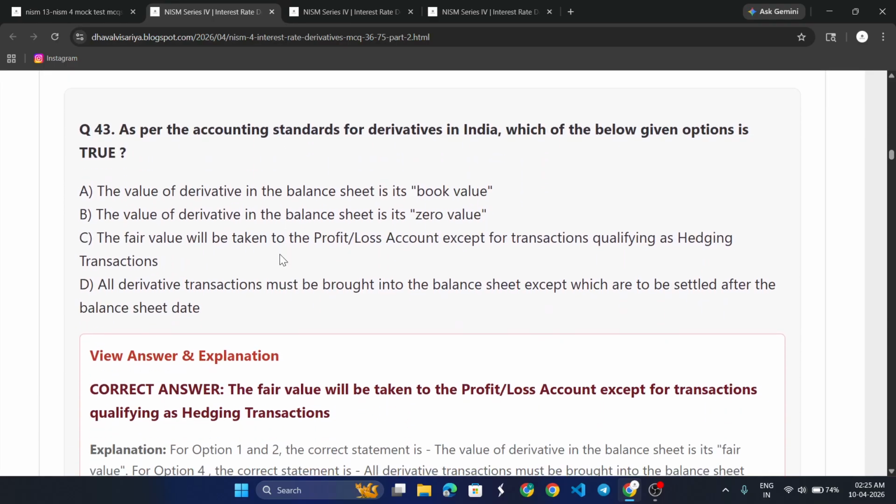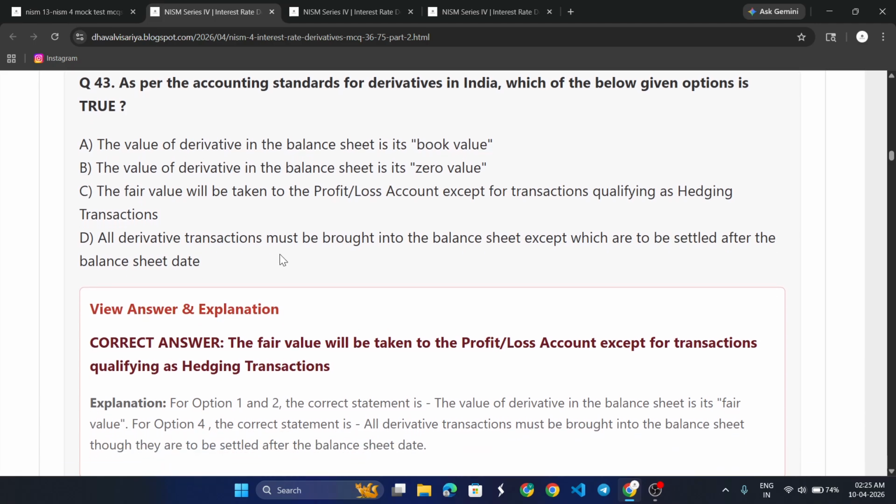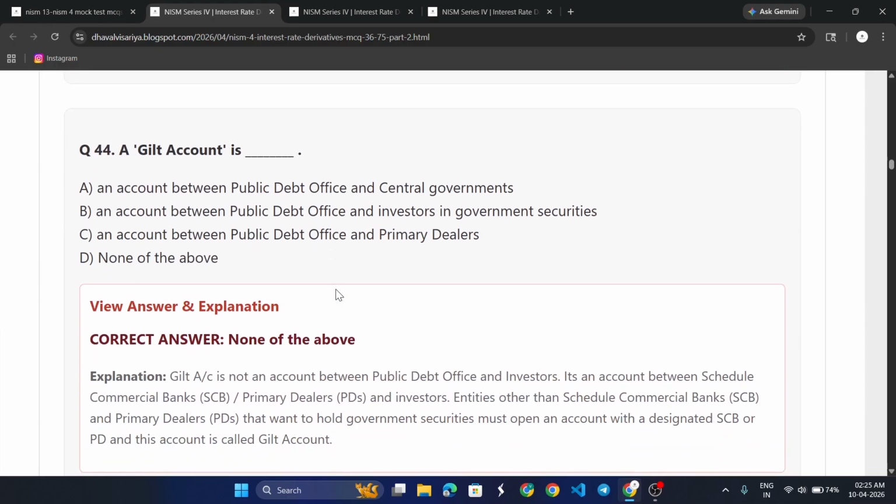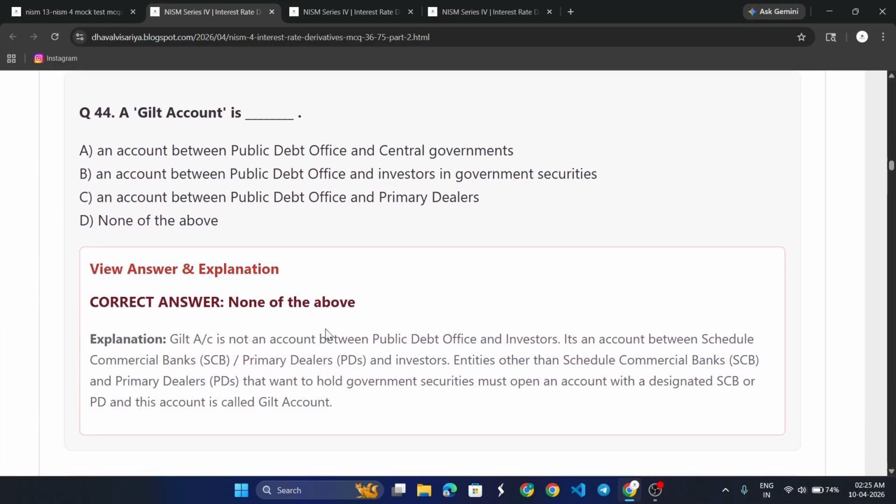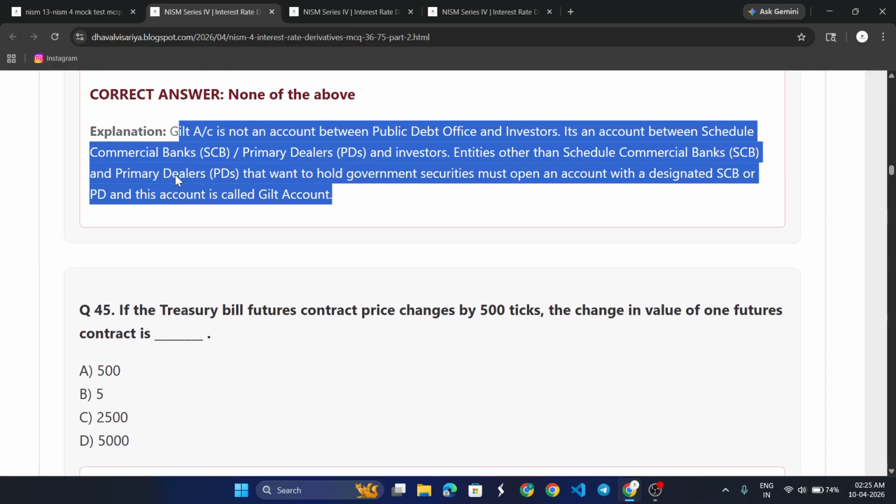As per the accounting standard for derivatives in India, which of the following given options is true? The fair value will be taken to the profit and loss account, except the transaction qualifying as the hedge transaction. Yield account is none of the above. You can check if you want. You can also read the explanation.